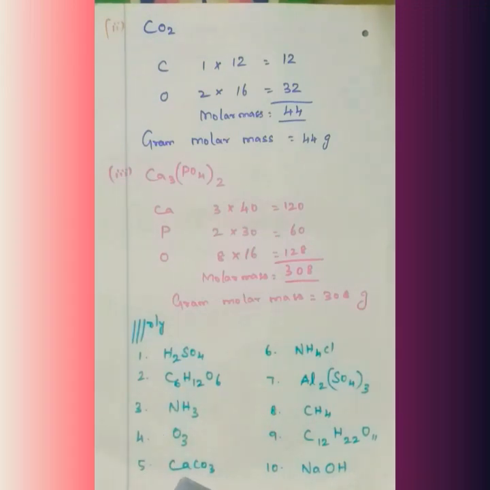Then here calcium: Ca, C, then O. 3 elements are present. Ammonium chloride: N, H and Cl. Here aluminium, Al, S for sulfur, O for oxygen. Then methane: C, then H. Here C, H and O. Na, that is sodium, O, oxygen, H for hydrogen. So 3 atoms are present. So you have to do all these 10 problems based on the above type.